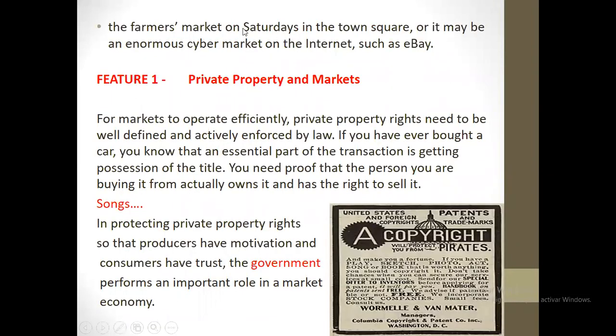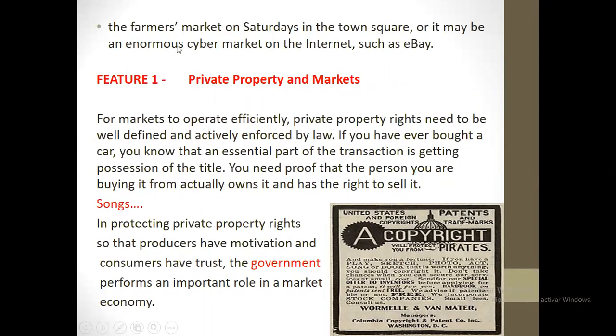Now, usualmente si nosotros vamos a Boquete, si nosotros vamos a Chiriquí, si nosotros vamos a lugares del interior, ustedes ven que se forma una especie de mercado el domingo o los sábados. ¿Por qué? Porque los productores vienen y venden sus productos ahí en el mercado. En el mercado no, a veces puede ser en el mismo parque central. A eso es lo que se refiere aquí en esta primera, the farmers market on Saturday in the town square. Estos son ejemplos de mercado.